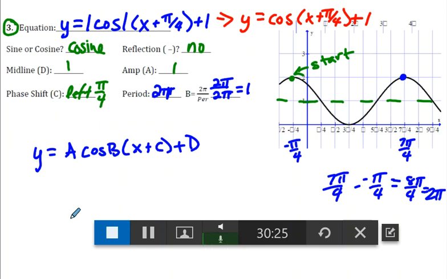All right, so for problems 1 and 2, look at the graph and choose your start point, and that will help you decide if you want to do sine or cosine.